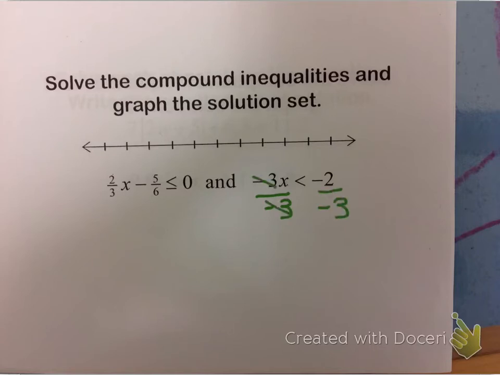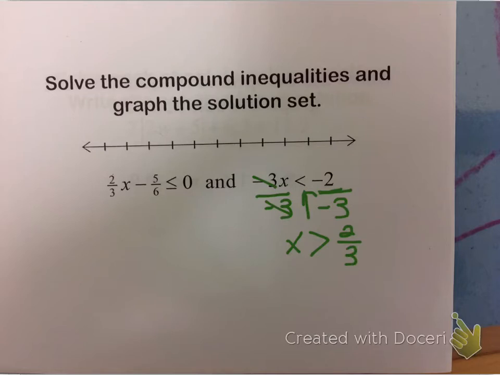That gets rid of the negative 3 there. And then keep in mind that I just divided by a negative, so that inequality symbol right there is going to flip, and it's going to become greater than. And then negative 2 divided by negative 3 is 2/3. Okay, so there's the solution to that inequality.